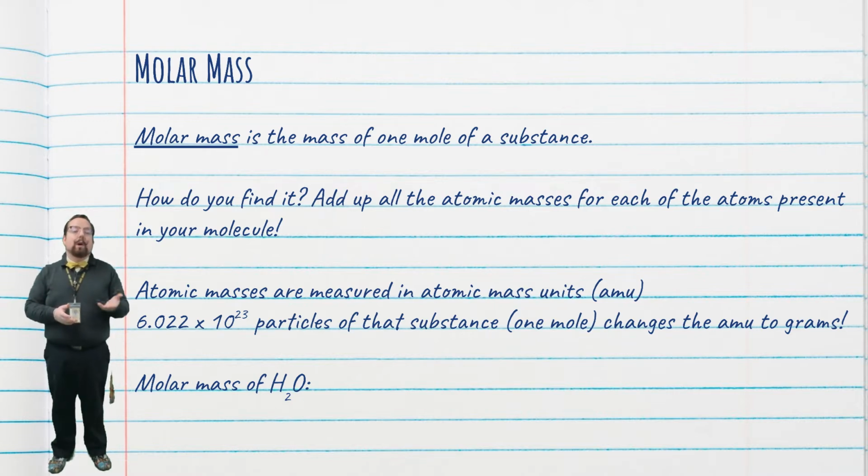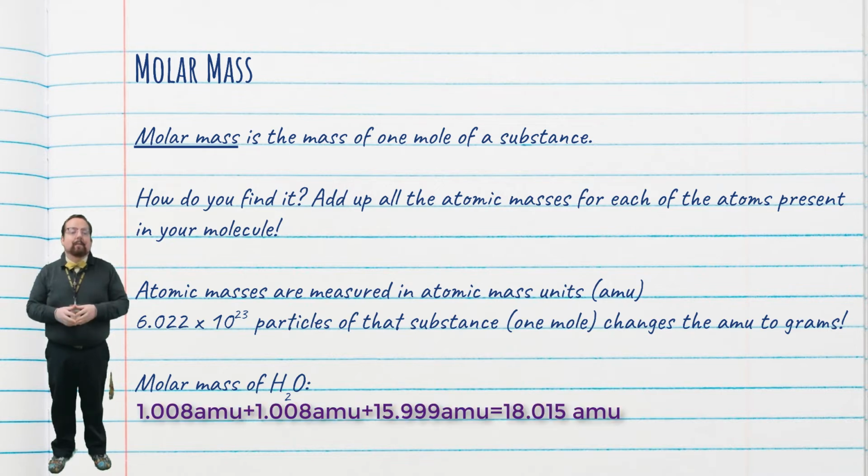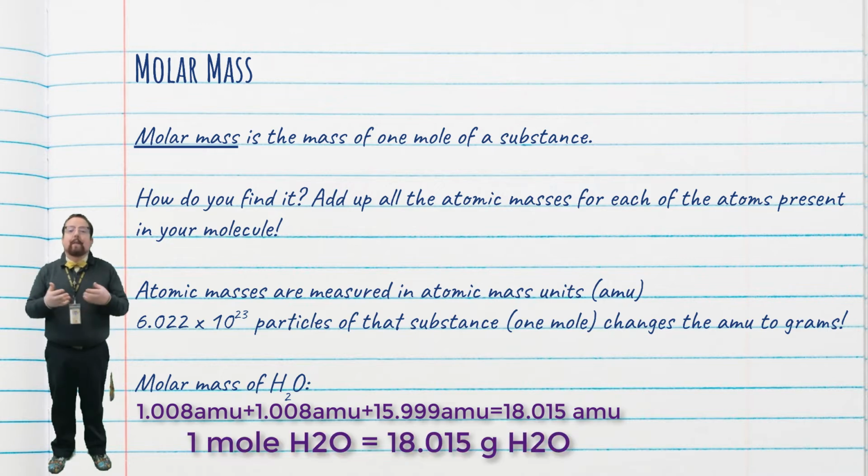Say we have H2O. That's 2 atoms of hydrogen and 1 atom of oxygen. On our periodic table, it says that molar mass of hydrogen is 1.008 AMU and oxygen is 15.999. To find the molar mass, you'd add 1.008 plus 1.008 because you have two hydrogens, plus 15.999 for oxygen. This tells you that a molecule of water weighs 18.015 AMUs. If you had a mole of water molecules, that would weigh exactly 18.015 grams.